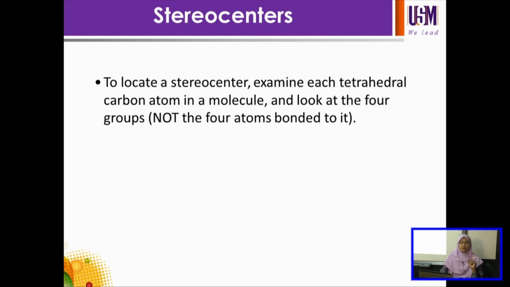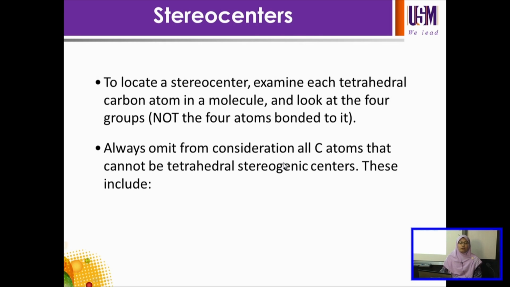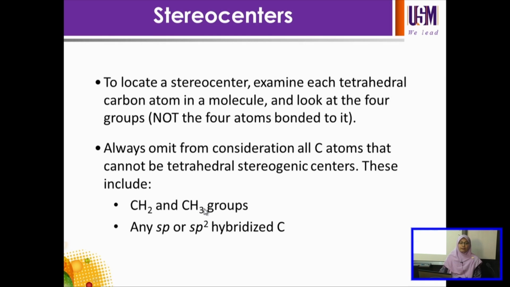The first thing you have to see is that the chirality center must be in tetrahedral shape. Always omit from consideration all carbon atoms that cannot be tetrahedral stereogenic centers. This includes CH2 and CH3 groups, and any sp or sp2 hybridized carbon. sp is when you have a triple bond and sp2 is when you have a double bond. In this case we will focus on determining the chiral carbon as the stereocenter. So it must be in tetrahedral shape, and we must omit any double or triple bond.